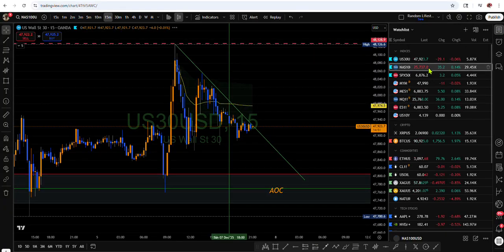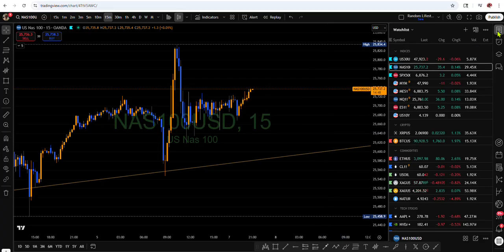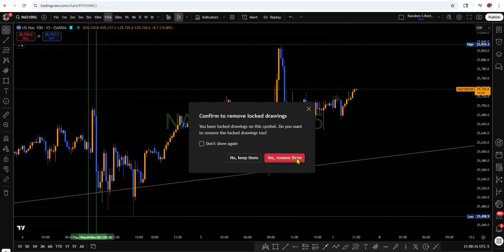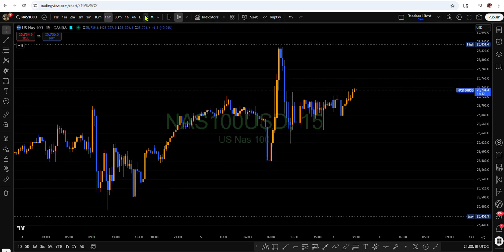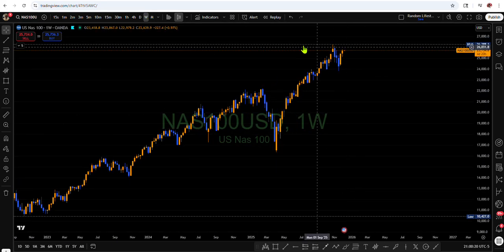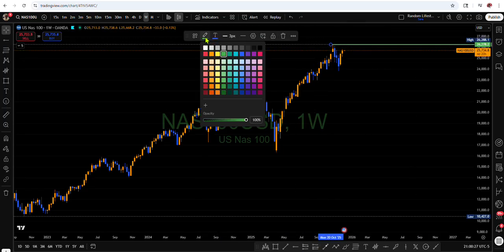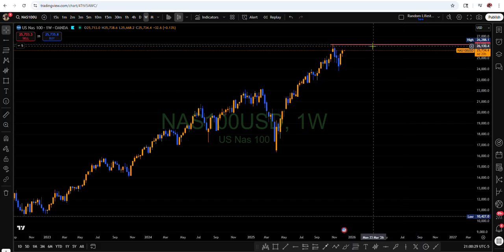For Nas, Nas is giving something different from what I'm seeing. Let me just remove it anyway. So I go on the weekly. Nas is basically telling me right now that it's trying to go up to the upside.